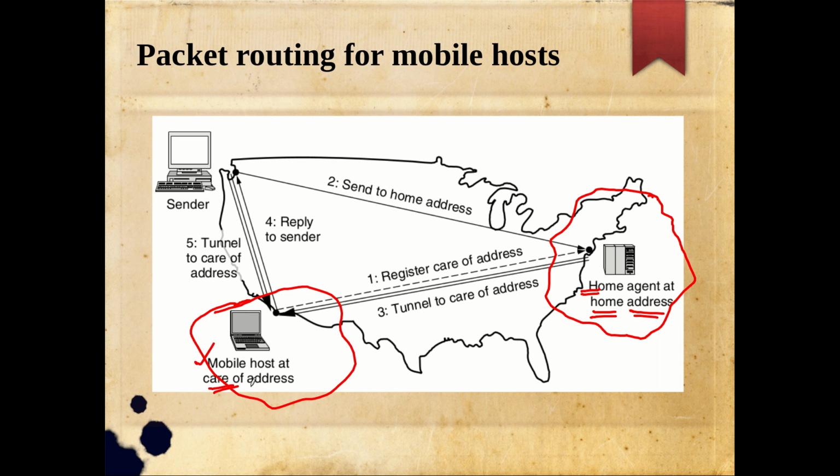So the mobile host is now at a new address, it obtained that care of address. As soon as it gets that care of address, it is the responsibility of the mobile host to register this care of address with the home agent. This is the first communication, shown by this dotted line. The dotted line says that this is control information. Here you could see three types of line: a normal straight line, a dotted line, and also a double straight line. The normal straight line is for normal IP packets.